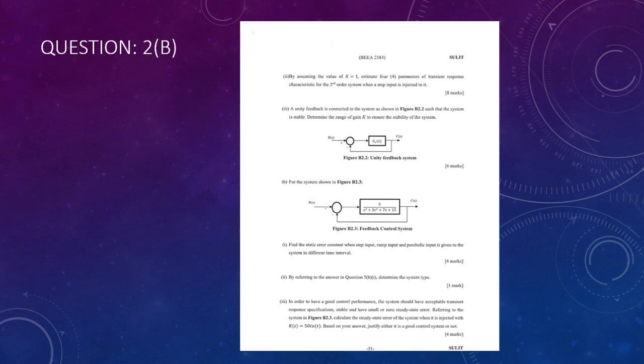Question Roman 3 is still the same, where we refer to the same figure, which is figure B2.3. Here we calculate the steady state error of the system when it is injected with a value of Rs equals to 50 t u(t). Once we're done calculating, we have to justify whether it is a good system or not. So that is the last part of the question.